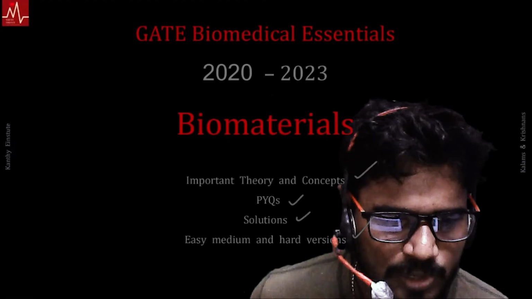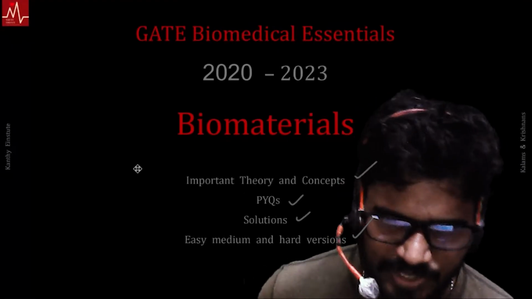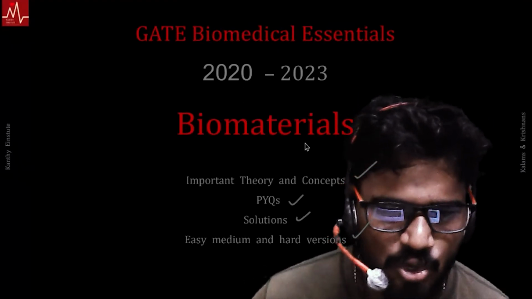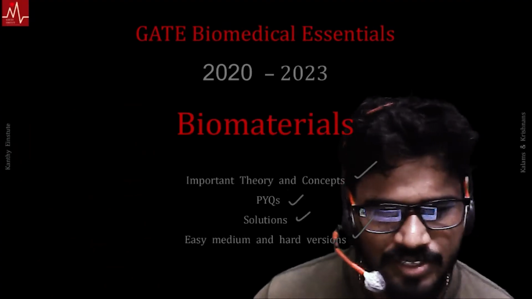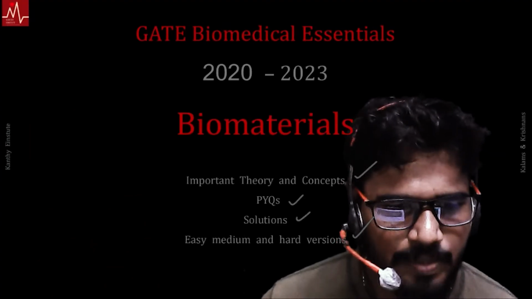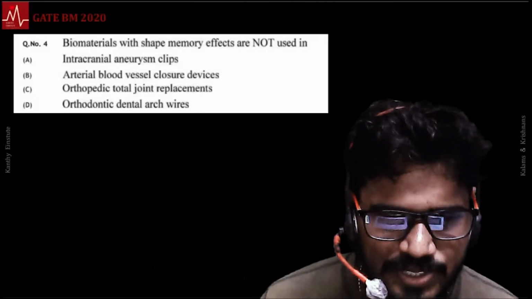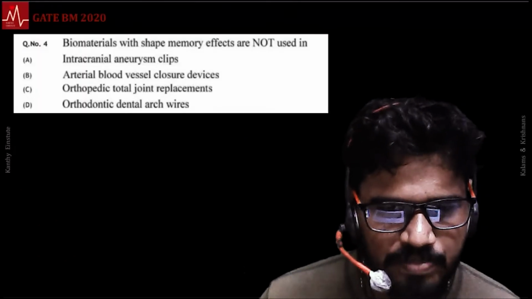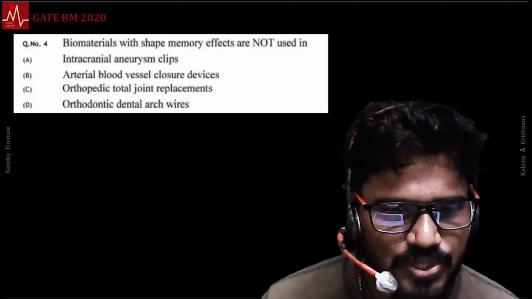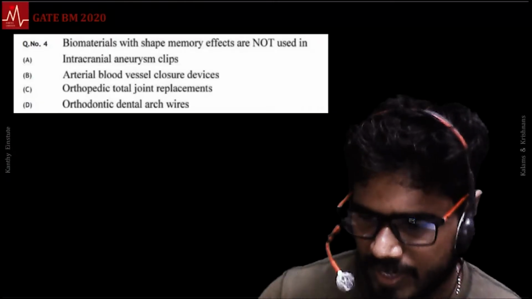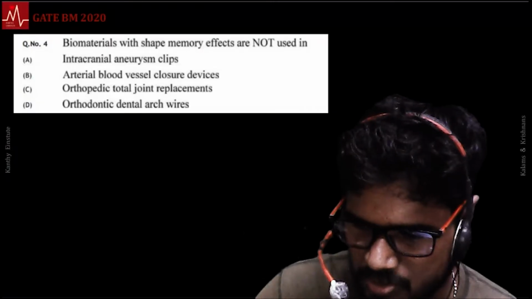I have all the questions in sequential order. They are clustered based on topic and the type of question, so there is some kind of structure or order to this discussion. First question, some basic theory questions. Biomaterials with shape memory effects are not used in, and we have 4 options. Can we quickly get some guesses or possible answers?